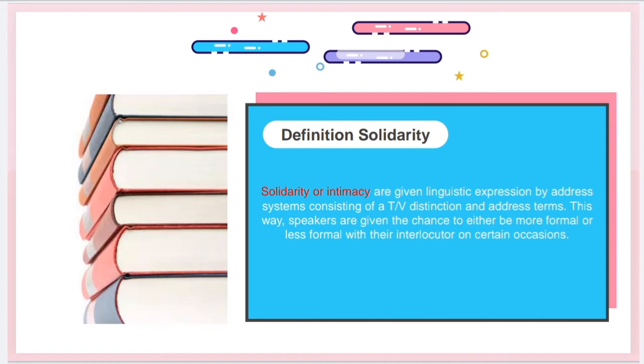Definition of solidarity. Solidarity or intimacy are given linguistic expression by address systems consisting of a T or V distinction and address terms. This way, speakers are given the chance to be either more formal or less formal with their interlocutor on certain occasions.